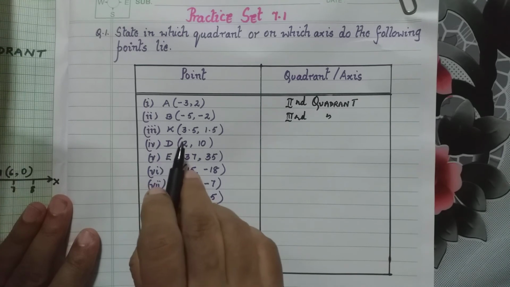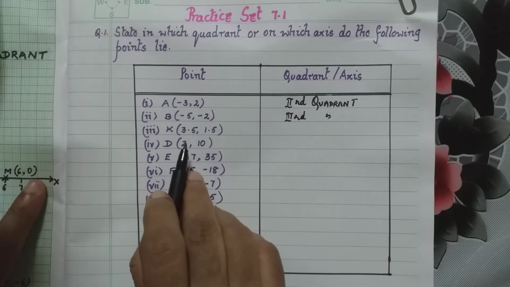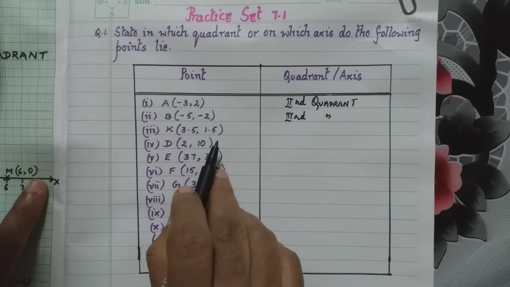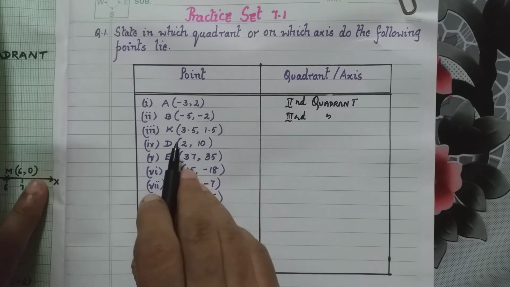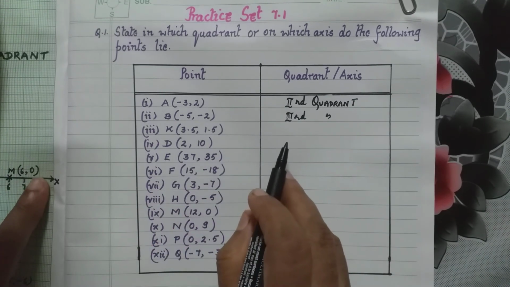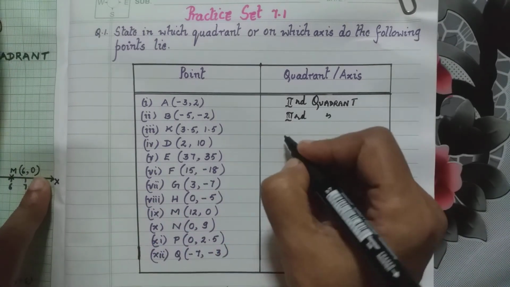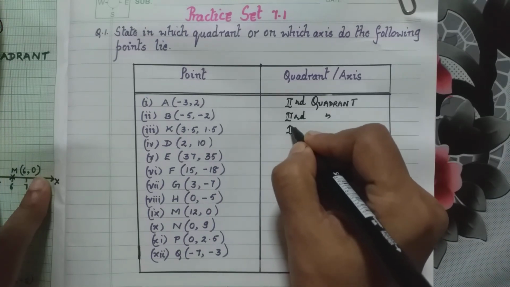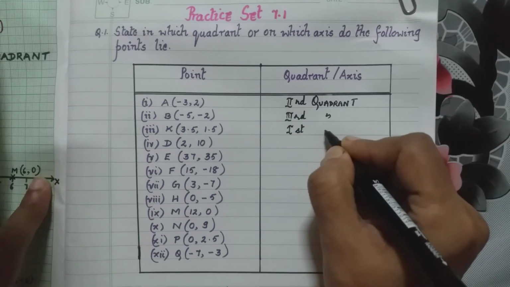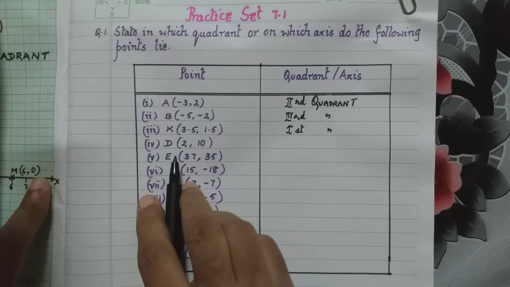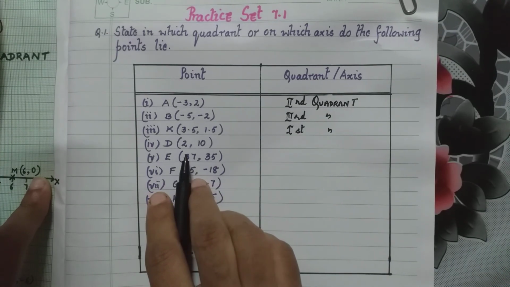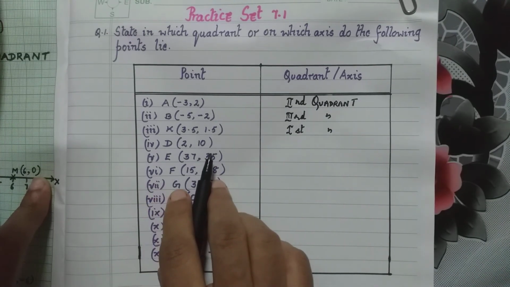Next, K is (3.5, 1.5). When both are positive, it is always the first quadrant. So we write here first quadrant. Same way in the fourth question, D (2, 10).